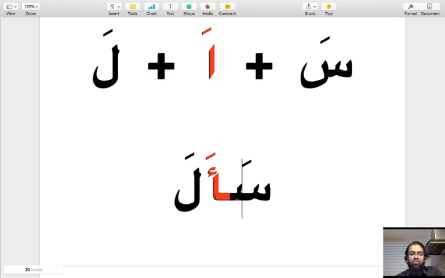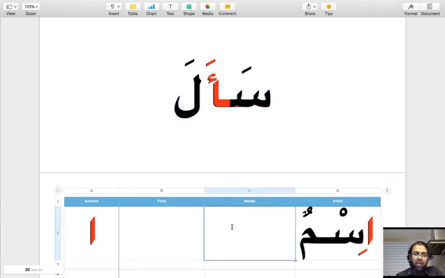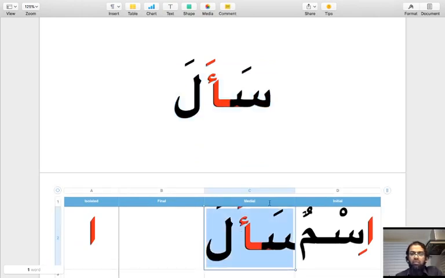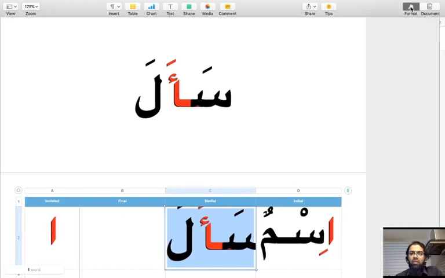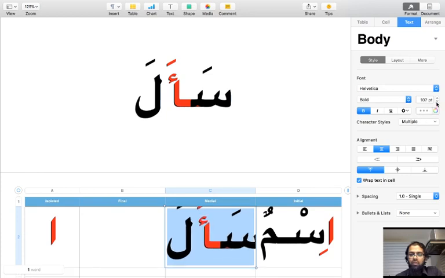Okay, and alif will never be joined after it. It can be joined before, but not after. So alif will not be joined with the last letter, the lam, which is the lam over here. Okay, so this is how we write alif in the middle of a word. So I'm just going to copy that. So alif normally does not have a middle form, but just for this, I'm just going to reduce the size over here just to make it fit.